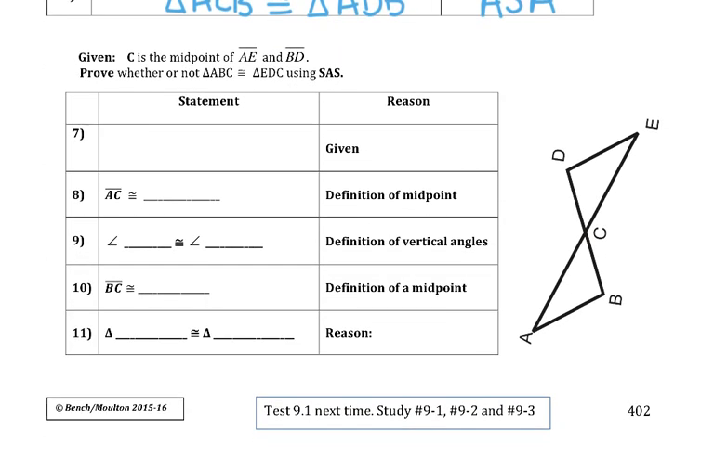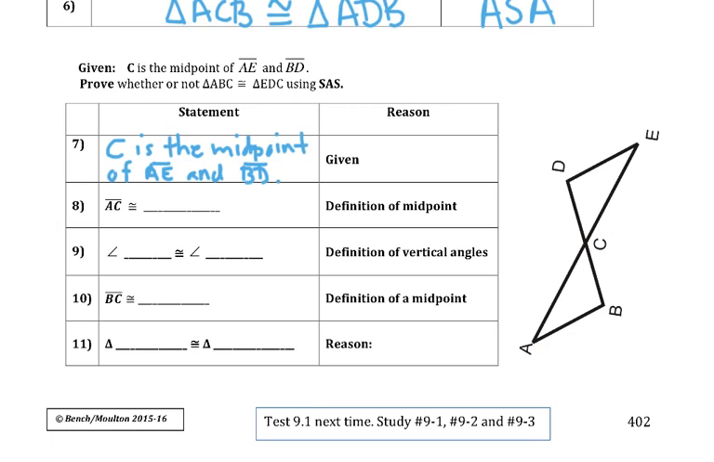All right. Our second proof. Given C is the midpoint of AE and BD, prove whether or not triangle ABC is congruent to triangle EDC using side, angle, side. So they're telling us what to use. Side, angle, side. All right. So the first thing we got to recognize is that it said C is the midpoint of AE and BD. That's what we're going to write down here where number 7 is.